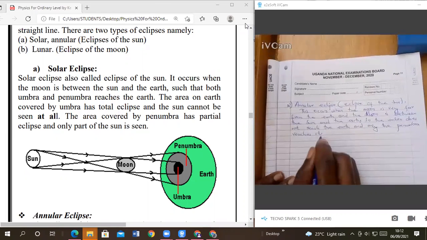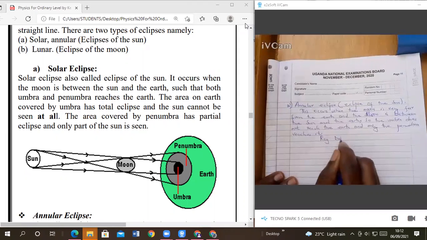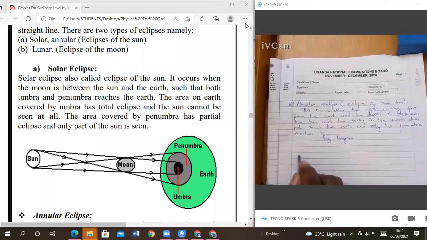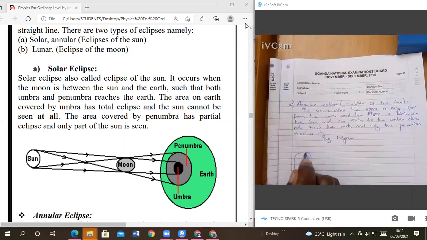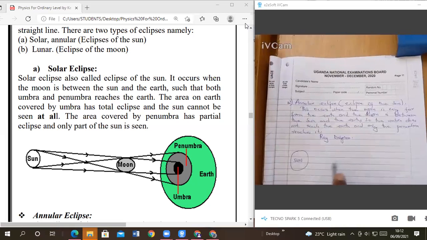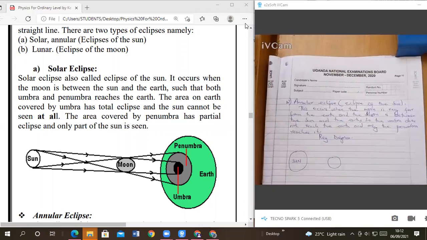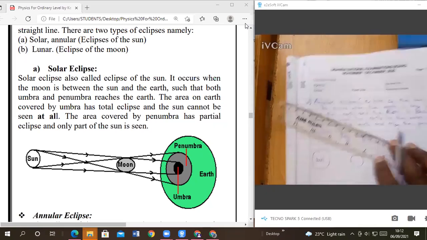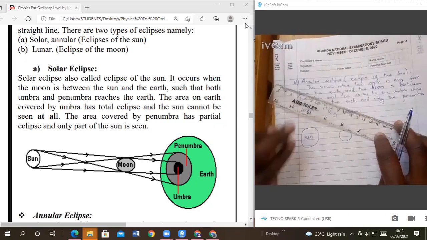Let's look at the ray diagram. How is it formed? So we have the sun there. Moon, this time the moon is very near. The moon is close to the sun. So can we draw the ray diagram? Don't worry about the earth. The earth will come after as we have drawn this.